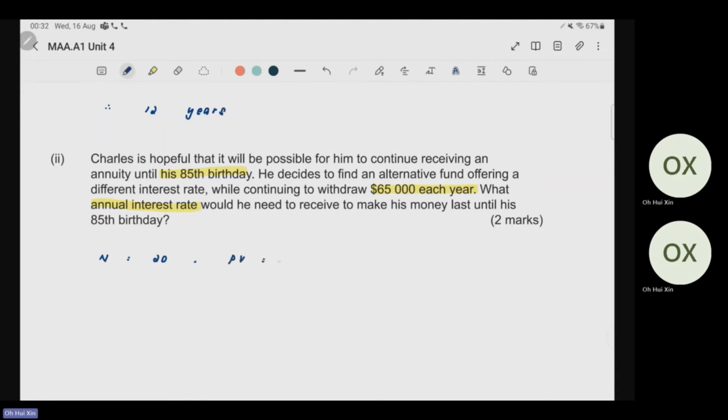PV is the same as your answer in part 1, that's the value that you start off with in your annuity account. You are still withdrawing 65,000, so PMT is unchanged. Then by the day your annuity ends, FV is still 0. You still withdraw 1 time per year, so PPY is 1, and the interest rate is still compounded 12 times per year, so CPY is 12.